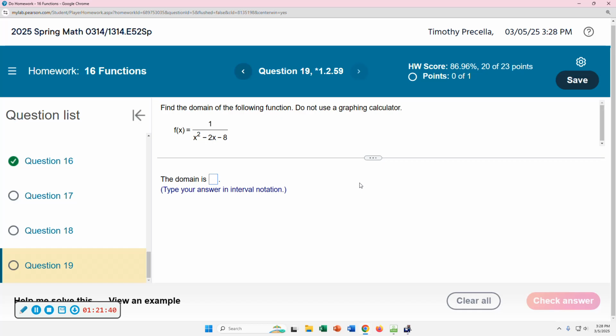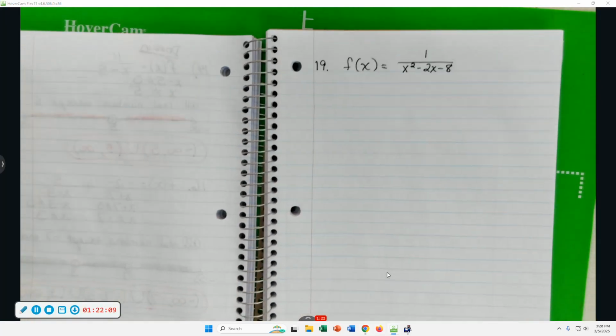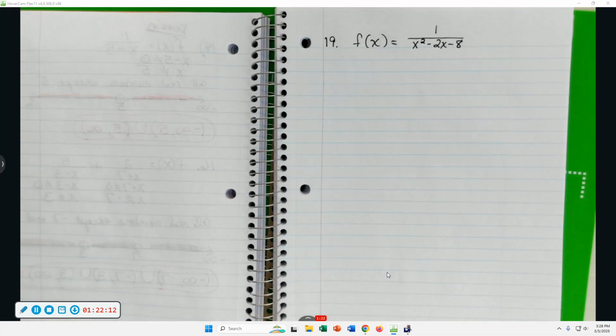Find the domain of the following function. Number 19. I'm not sure why they stick on "do not use a graphing calculator." I can't imagine why you would choose to use a graphing calculator to find the domain. X squared minus 2x minus 8. See, this one is not multiple choice. You've got to type it in. That's why I'm trying to draw the number line and show you how you get that.